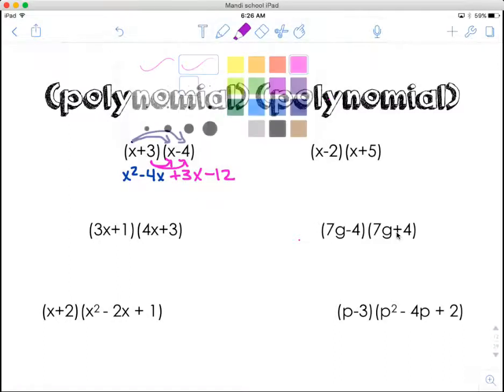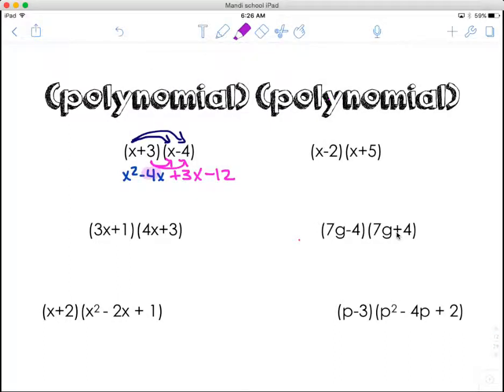Then you look for like terms. In this case, our like terms are in the middle. So we end up with x squared. Negative 4 plus 3 is negative 1x minus 12.